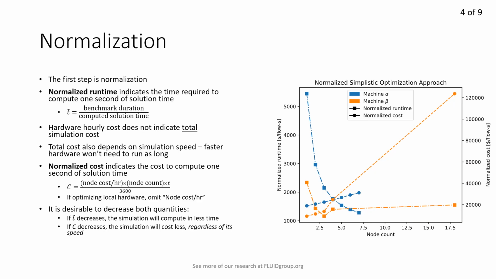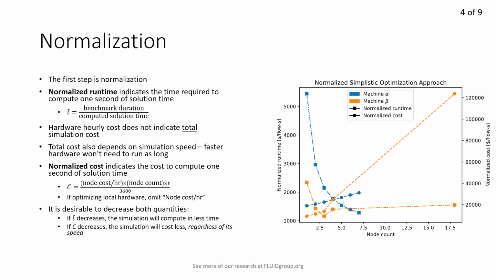The first step to a useful plotting method is normalization. First, normalized runtime indicates the amount of time required to compute 1 second of solution time. You can see there that it's pretty straightforward. It's just the benchmark duration divided by the amount of solution time that was computed in the course of that benchmark. Cost is a little less straightforward because hardware hourly cost alone does not indicate your total simulation cost.